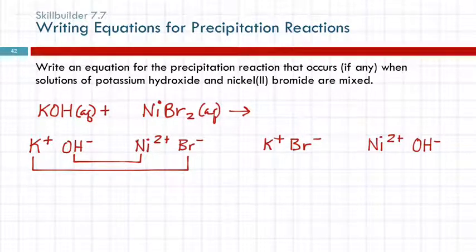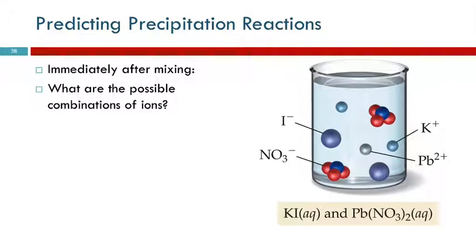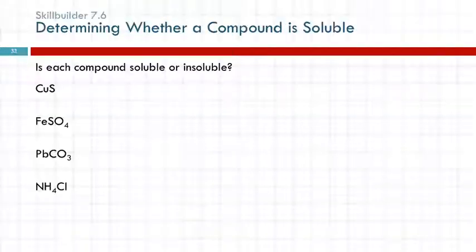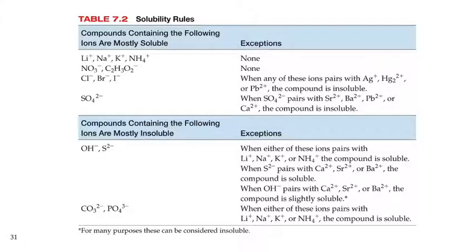Now I need the table so I can identify, is potassium and bromide soluble? Is nickel and hydroxide soluble? So we'll go back to the table. Oh, it's tedious. There we go. So we had potassium. Oh, potassium compounds, always soluble.